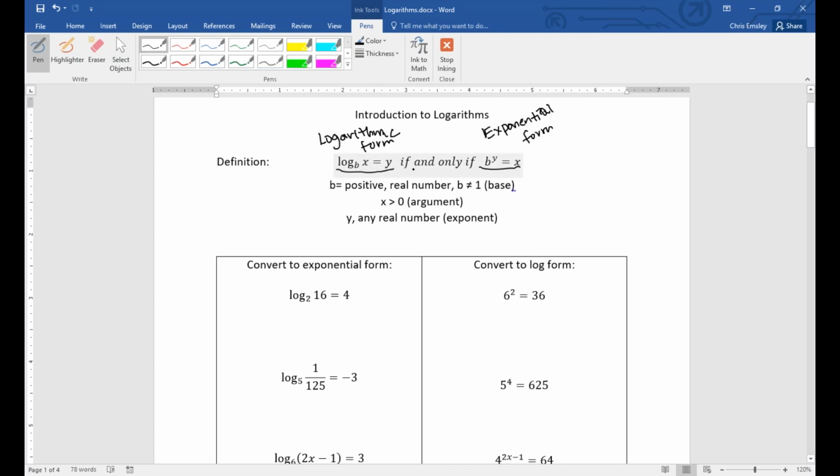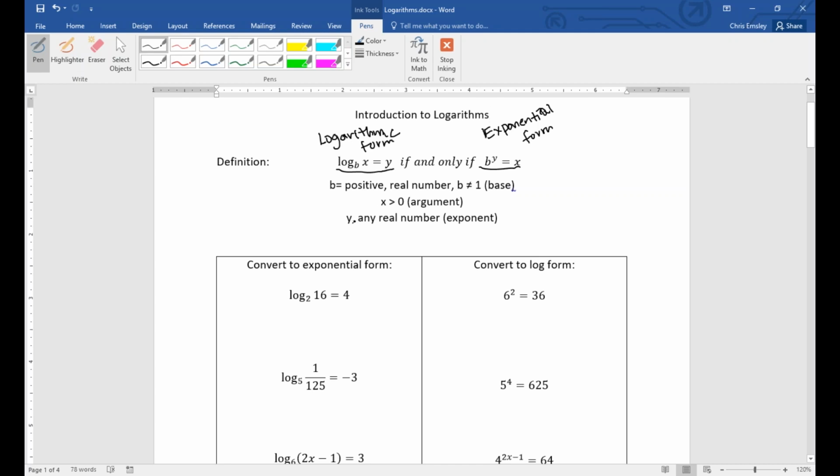Both of these equations have an x, and it's the same x, and there is a restriction. x has to be greater than 0. That is the argument of our logarithm. It's what we're taking the log of. We'll talk more about this restriction when we look at the graphing and talk about domain and range, but for now we just need to remember that x always has to be greater than 0.